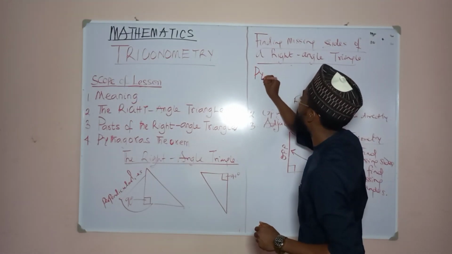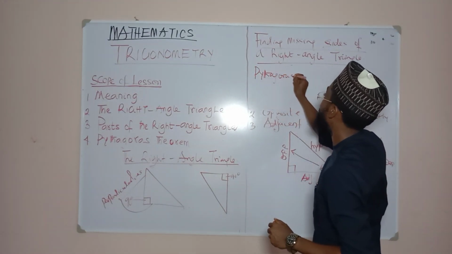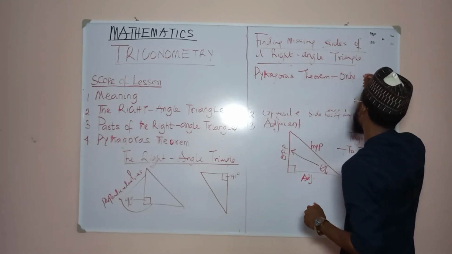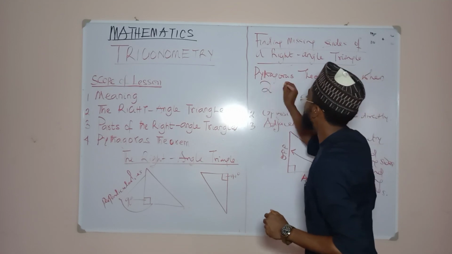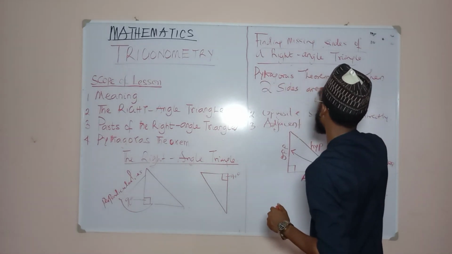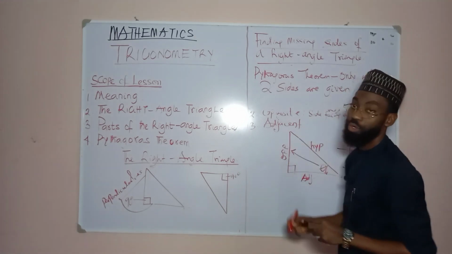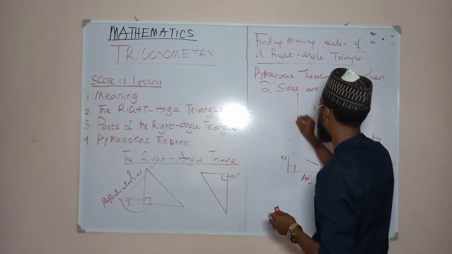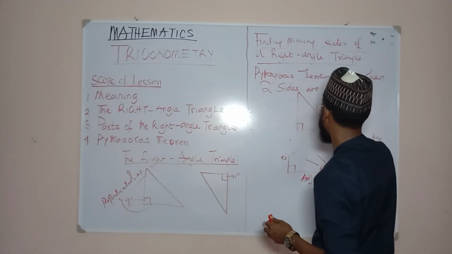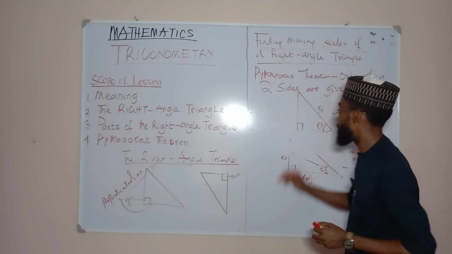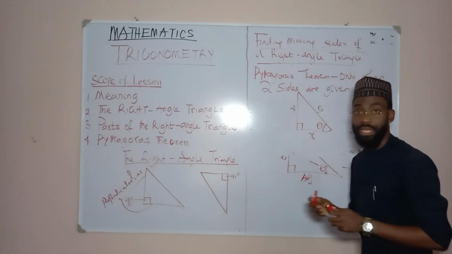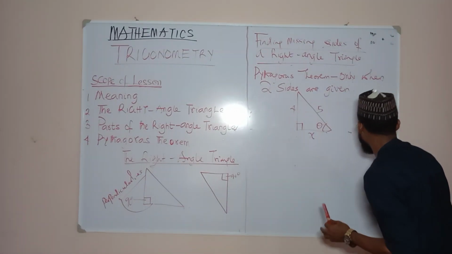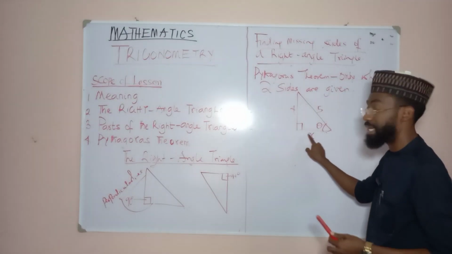Now, the Pythagoras theorem is used to find a missing side of a right angle triangle only when two sides are given. Only when two sides are given. So, this is the case in which we usually use Pythagoras theorem. Take for instance, if I have this and I write here as 5, probably define this as my theta, write here as 4, and I ask you to find x. Now, this is a case in which we are allowed to use Pythagoras theorem to find a missing side.